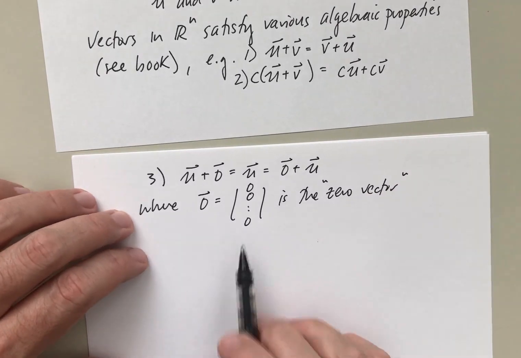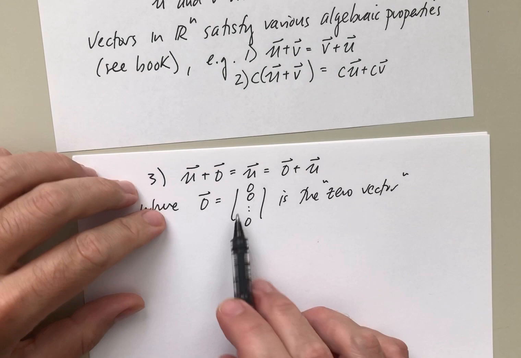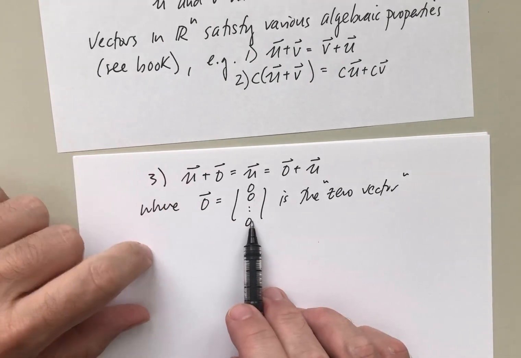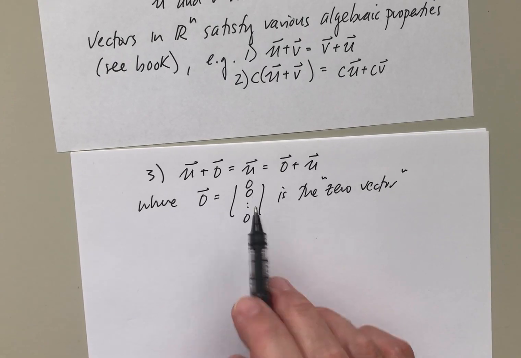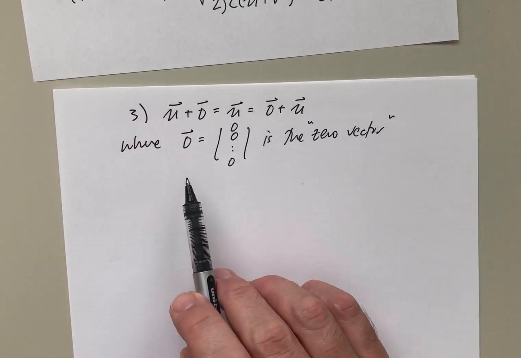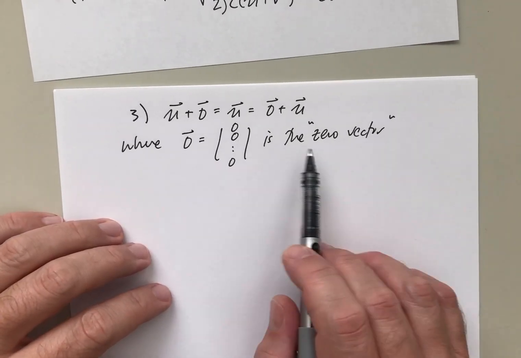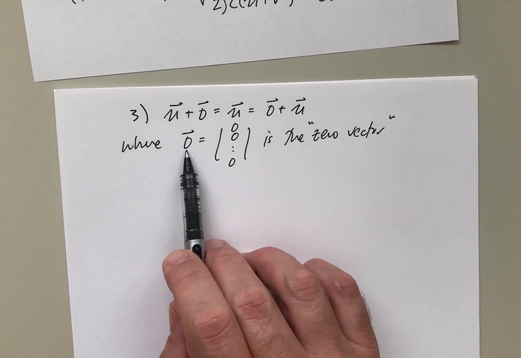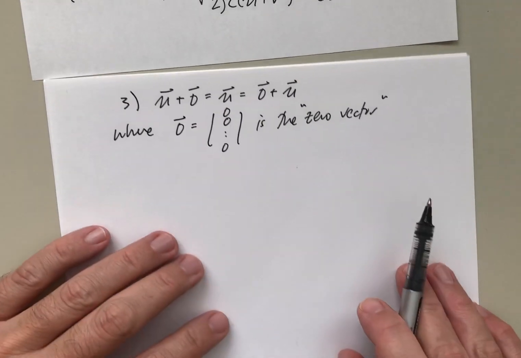And notice that I don't know exactly how many zeros there are. This depends on which dimension I'm in. So if u had 5 coordinates, then this would also have 5 coordinates. Strictly speaking, there's one 0 vector for every dimension. But if the context is clear, I'll just call it the 0 vector. That's an important object that we're going to deal with. Notice that this is not the number 0. It's the vector consisting of all 0 entries.